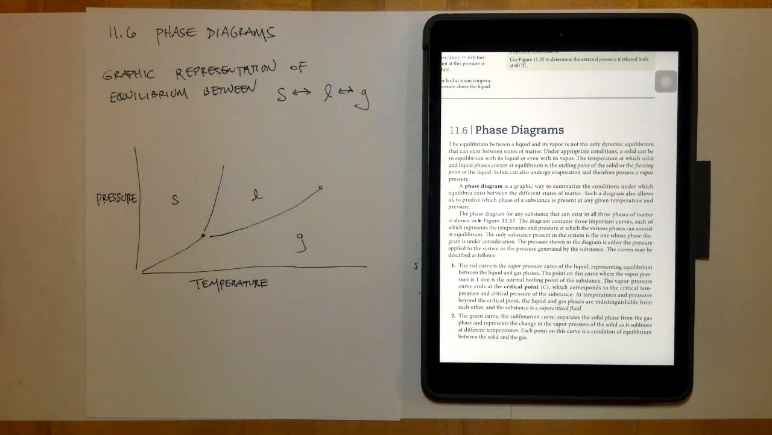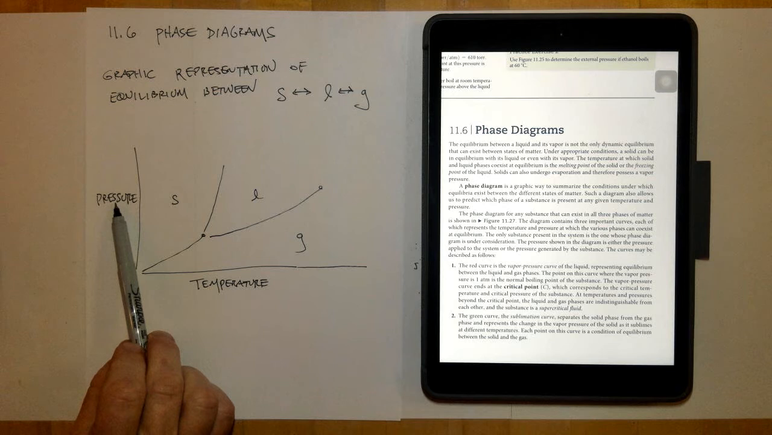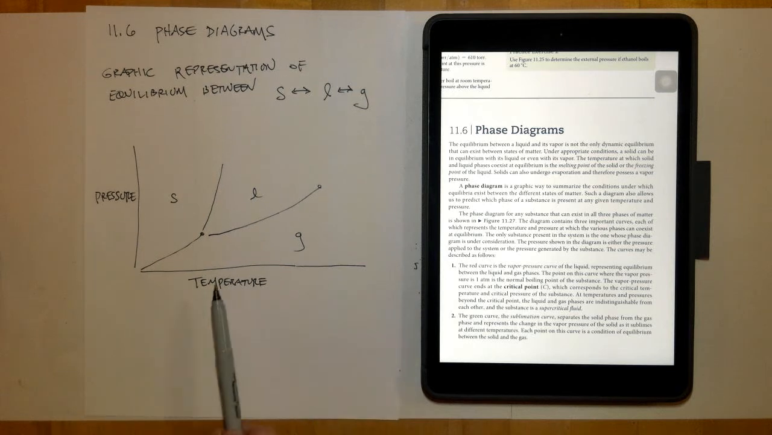Alright, in this last video in Chapter 11, we'll look at things called phase diagrams. Phase diagrams are a graphic representation of the equilibrium between the solid, liquid, and gas of a substance. It's a graph, and on the vertical axis is the pressure that substance is undergoing, and on the horizontal axis it's its temperature. And it's split into three distinct areas because there are three phases.